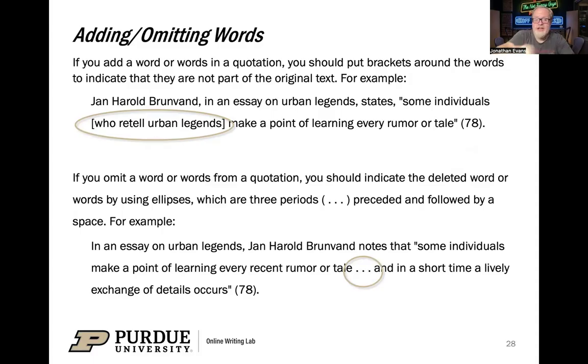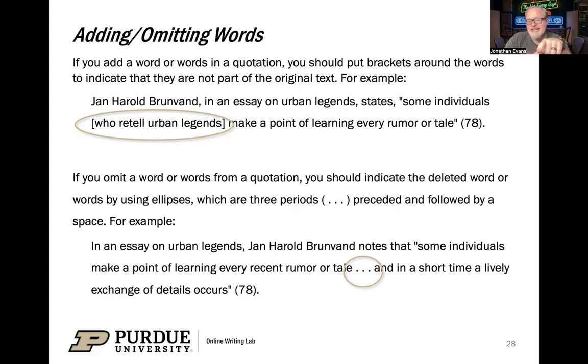So that is why. Jan Harold Brunvand in an essay on urban legends states that some individuals who retell urban legends make a point of learning every rumor or tale. That "who retell urban legends" was not in the original quote. It was probably somewhere in the context of the original text. They inserted it to make sure you were not confused by who some individuals were.